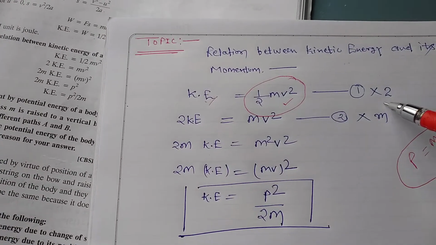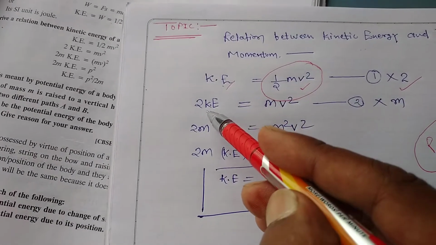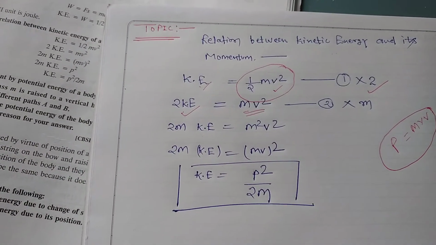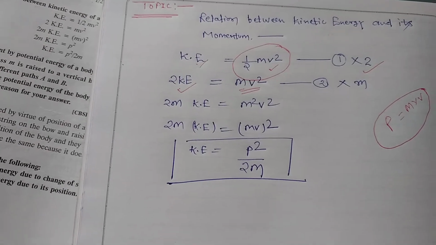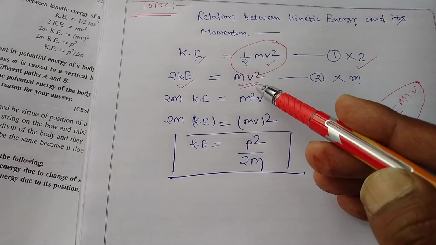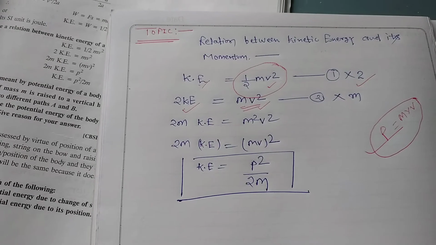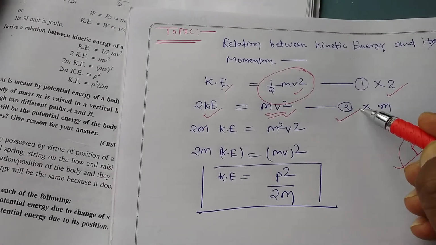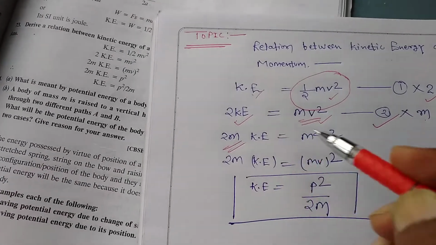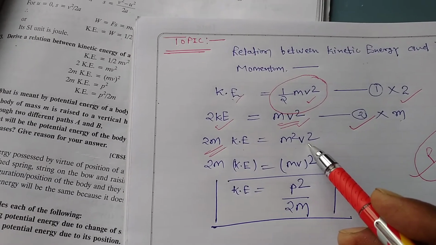Firstly, we will multiply equation number one by 2. If we multiply the equation by 2, we get 2 into kinetic energy is equal to mass into velocity square. My dear students, in the case of momentum, we get momentum as the product of mass and velocity, but here we have mass and velocity square. So we will get mass square and velocity square. We multiply the given equation by m. So now we get 2m into kinetic energy is equal to mass square into velocity square.